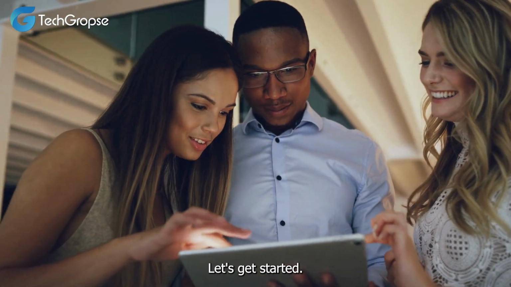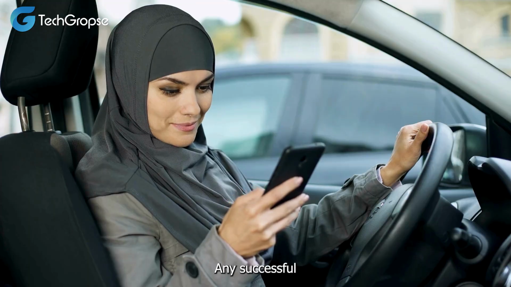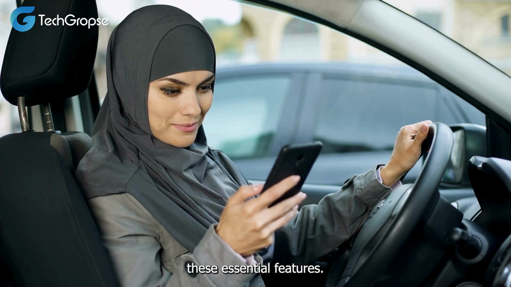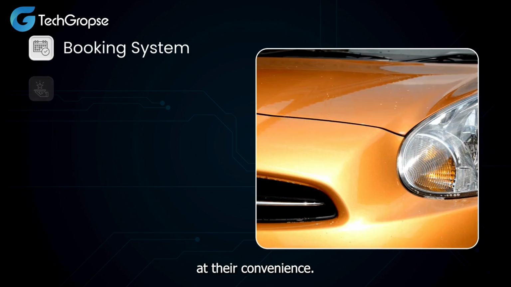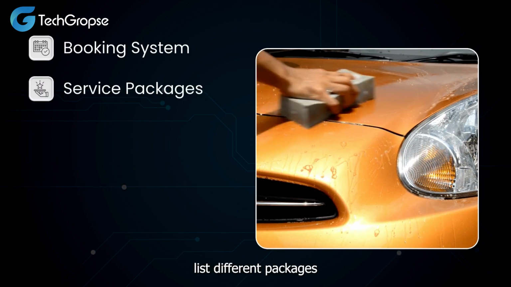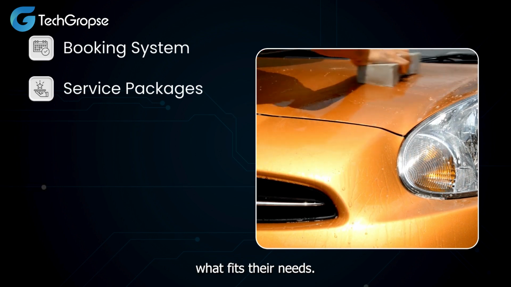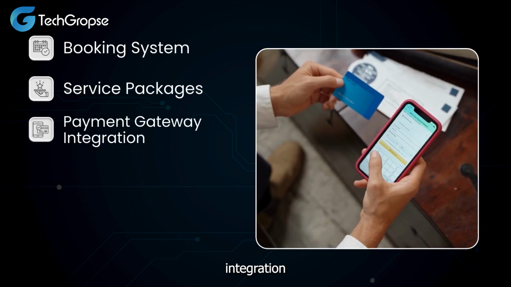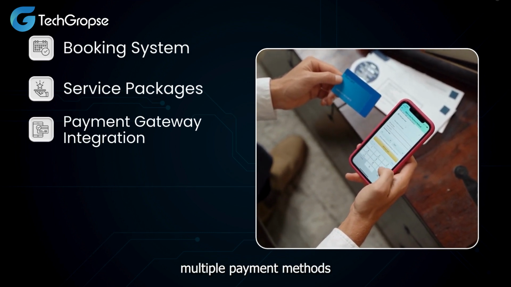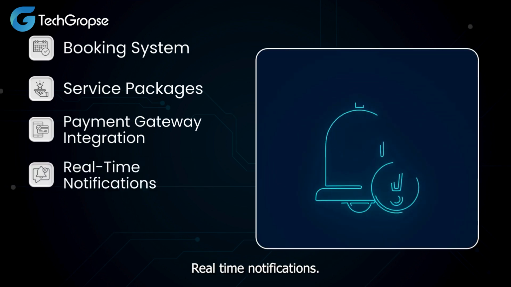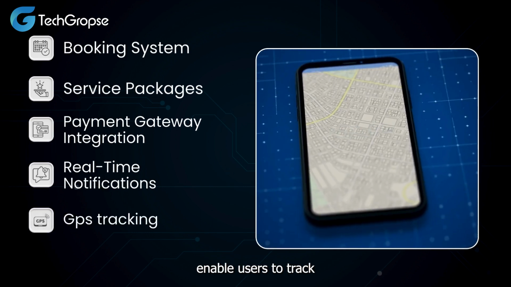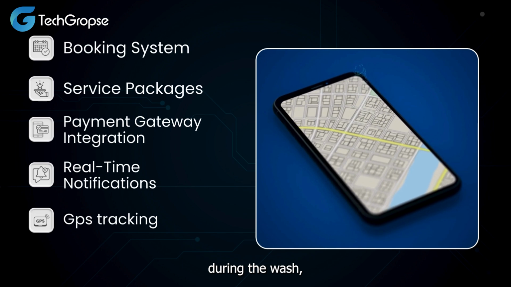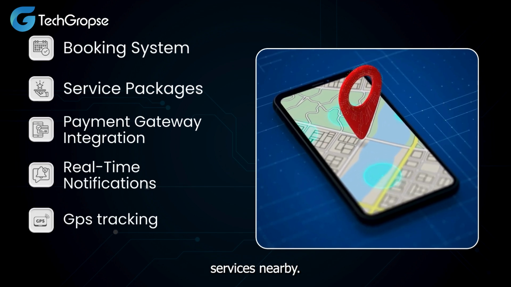Let's get started. First things first, any successful car wash app should have these essential features. Booking system. Allow your customers to book a car wash at their convenience. Service packages. List different packages with pricing so users can choose what fits their needs. Payment gateway integration. Secure multiple payment methods for easy transactions. Real-time notifications. Keep your customers updated with reminders, confirmations, and status updates. GPS tracking. Enable users to track where their car is during the wash or show mobile car wash services nearby.